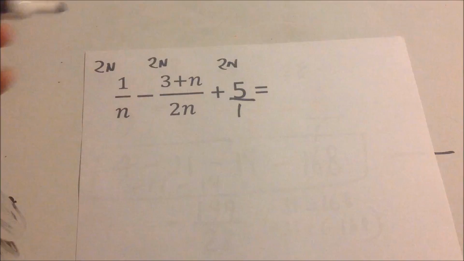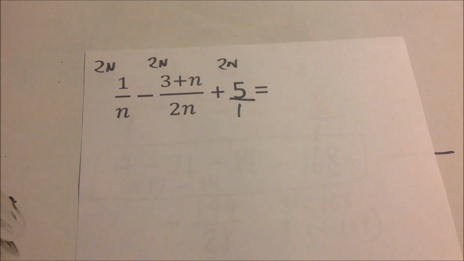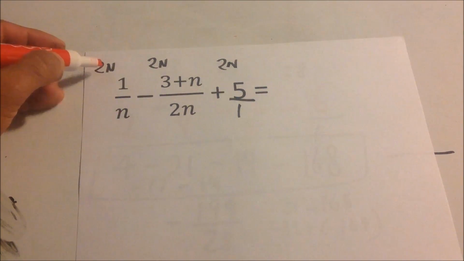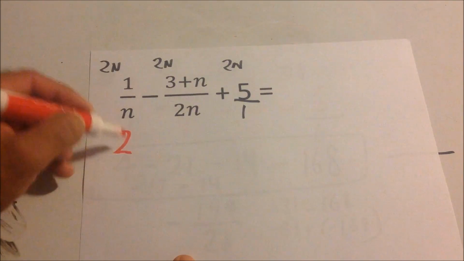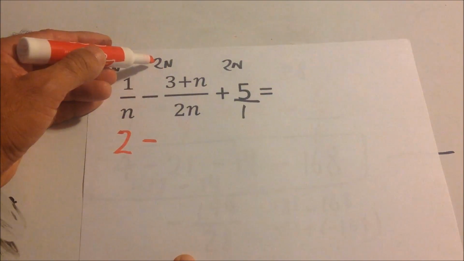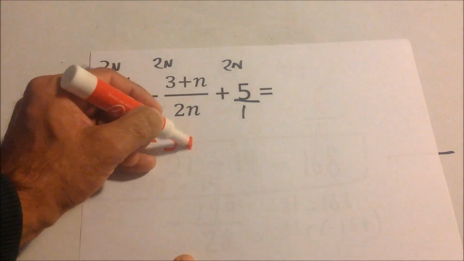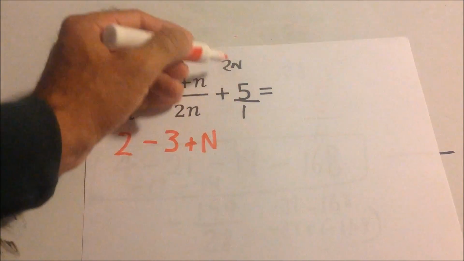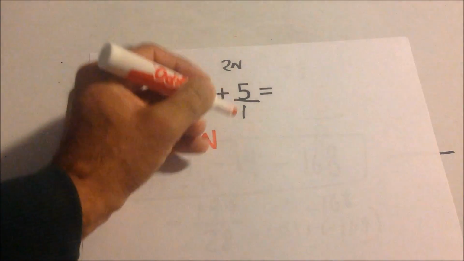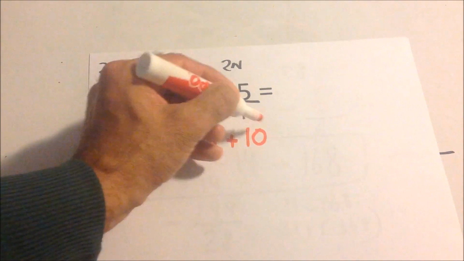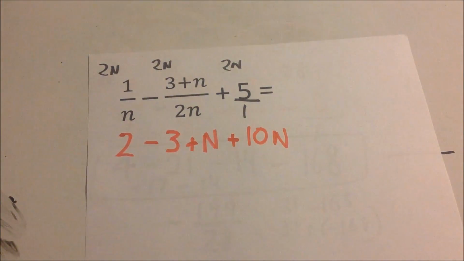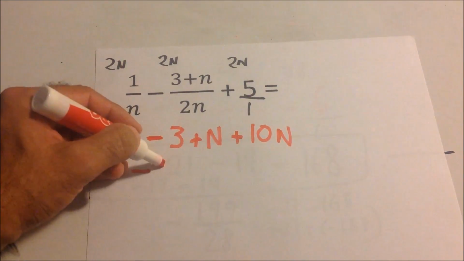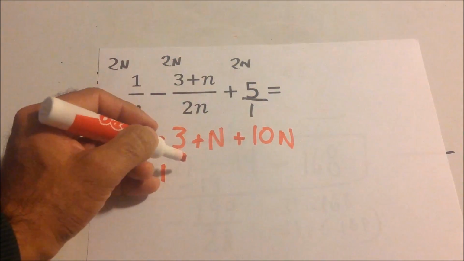So n goes into 2n twice, because 2 times n is 2n. So n goes into 2n twice, and 2 times 1 is 2. Put a 2 there. 2n goes into 2n once. 1 times 3 is 3. And 1 times n is n. So we have that. And 1 goes into 2n 2n times, and 2n times 5, we'll put a plus here, is 10n. Okay? And now remember to combine like terms. We can combine the 2 and the 3 because they're constants, and we get a negative 1. And the n plus 10n will be 11n.